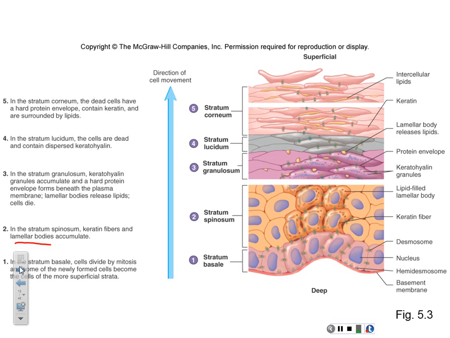By the time we get to the granulosum, the keratin fibers we produce, we combine them with some sort of collagen fibers, making keratohyalin, which is more fibrous and stronger, and then they get enclosed in granules. They're sort of granulated, so that's what gives it the granular appearance. It's called the granulosum, right? And then, of course, the lamellar bodies will start to pop as well.